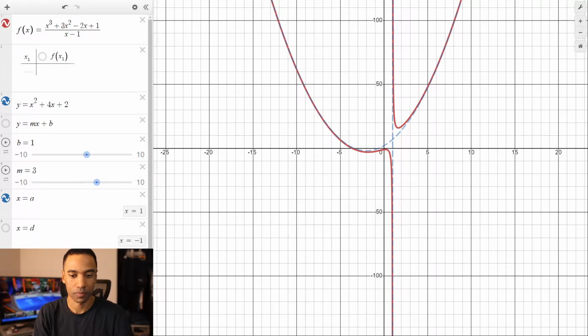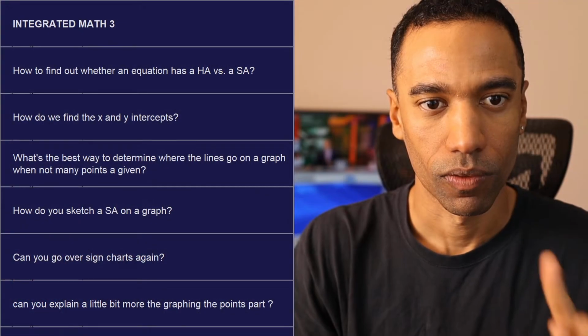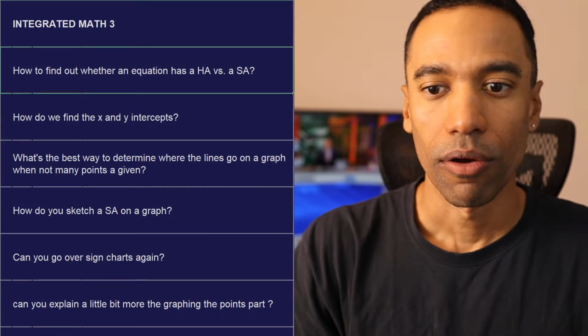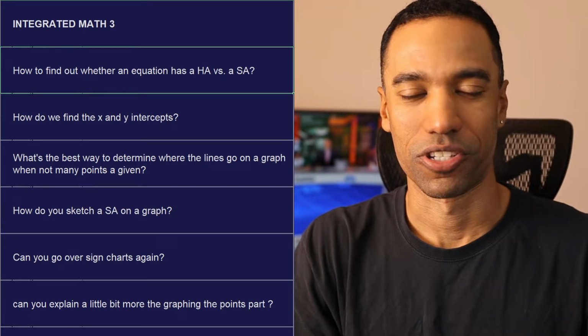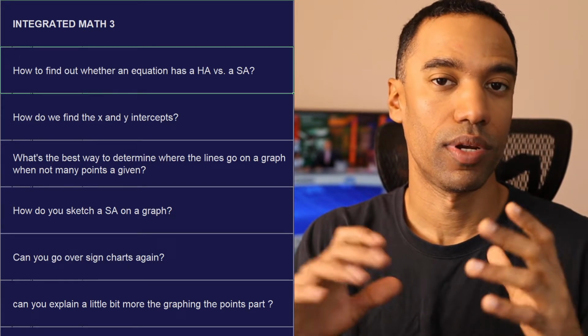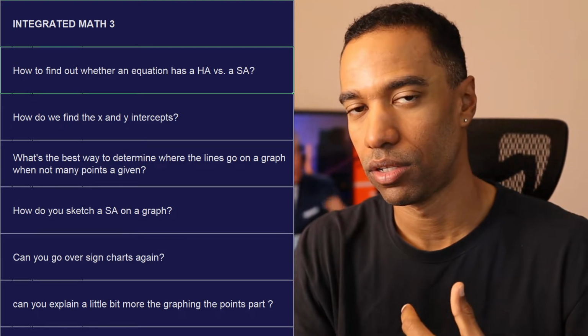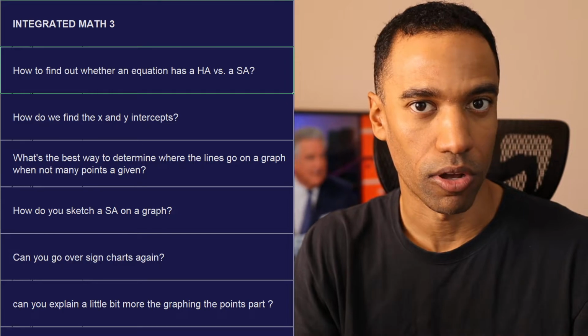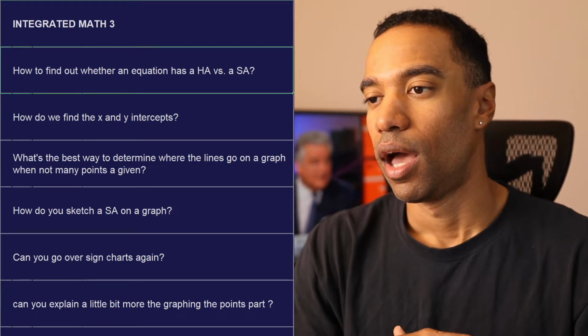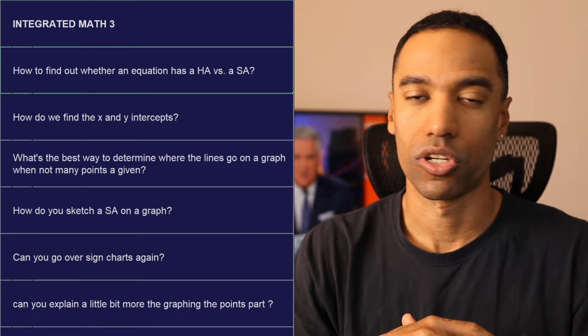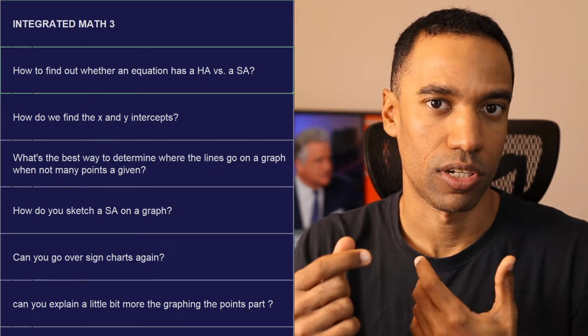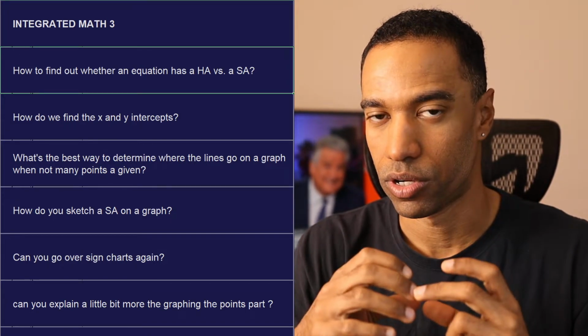But anyway, in conclusion, how to find whether an equation has a horizontal versus slant asymptote. You're comparing the degrees. If you're in standard form, you're comparing the leading degree of your numerator and the leading degree of your denominator. As far as division goes, if they're equal, you have a horizontal. If the denominator is greater, you have a horizontal, but at y equals 0.